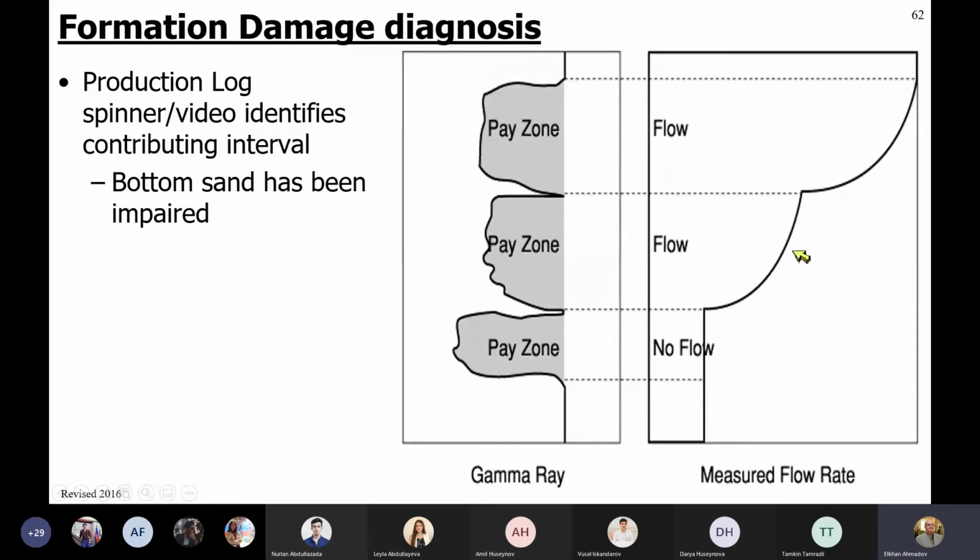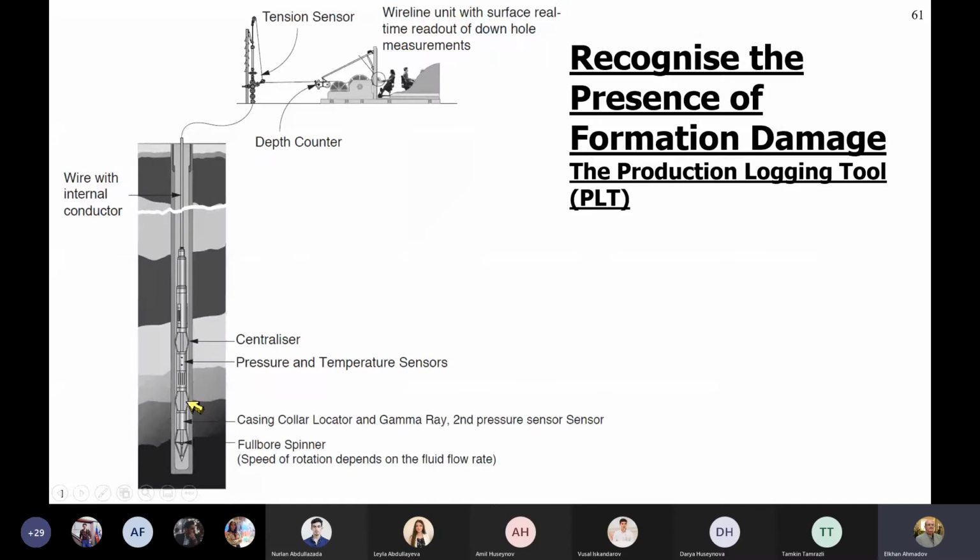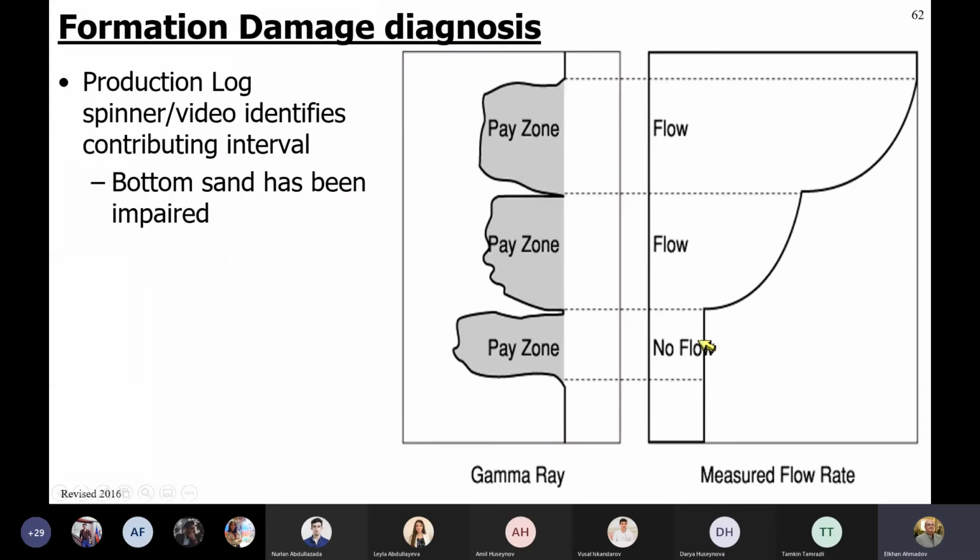If there is no flow, the rotation will have a speed of running this tool through the wellbore. As we get to the flowing zone, we will have an additional incremental rotation speed of this spinner, and this will show us that this zone is contributing this amount to the total well production.